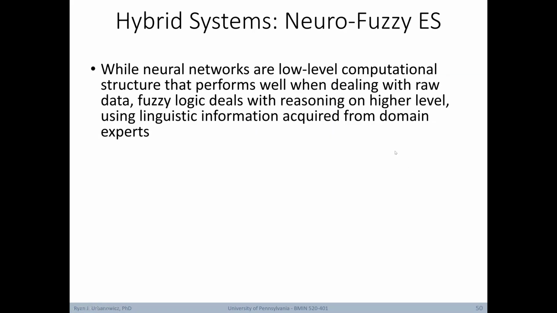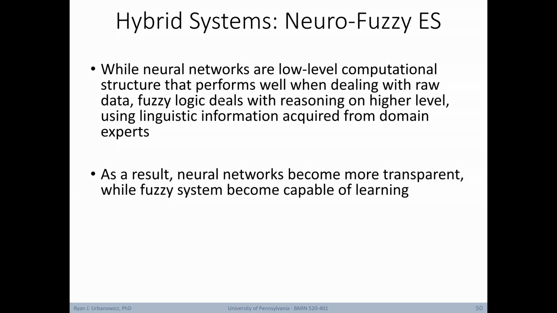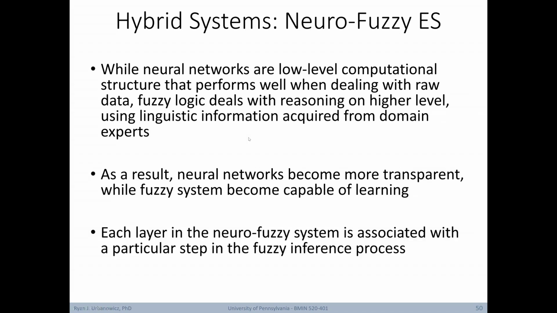Another example of a hybrid system is a neuro-fuzzy expert system. So while neural networks are a low-level computational structure that performs well when dealing with raw data, fuzzy logic deals with reasoning on a higher level using linguistic information acquired from domain experts. As a result, neural networks become more transparent, while fuzzy systems become capable of learning through their integration. Each layer in the neuro-fuzzy system is associated with a particular step in the fuzzy inference process.